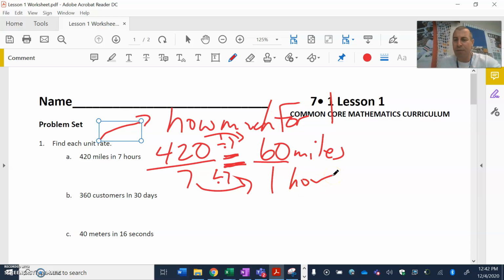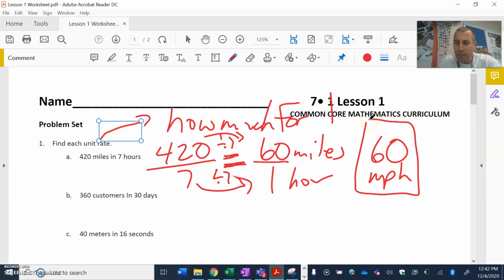Maybe we've seen this before. I'm going to do my best to make a street sign here. MPH, miles per hour. So when you see that on the road, 35 MPH, whatever the case may be, those are unit rates. Per means for one. So that's something we do want to keep in mind.